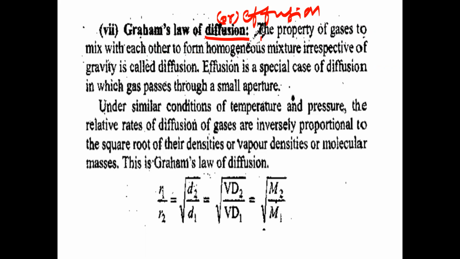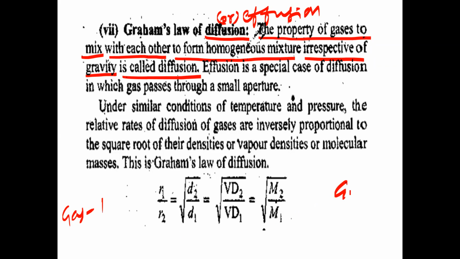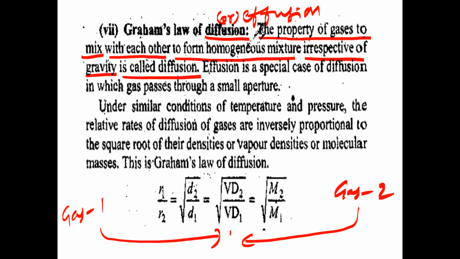Okay, Graham's law of diffusion. The property of gases to mix with each other to form a homogeneous mixture irrespective of gravity is called diffusion. If you open two gases, gas 1 and gas 2, in the same room, we have opened the bottles of two gases. Now both gases will diffuse in opposite directions, and they will mix with each other. So intermixing of two or more gases to form a homogeneous mixture.